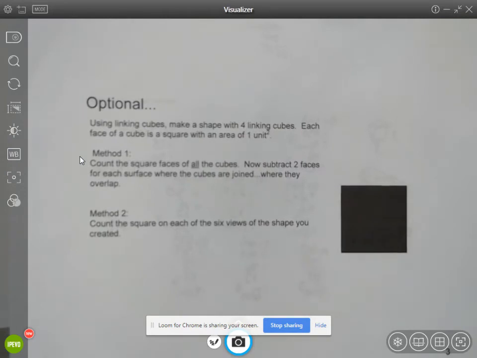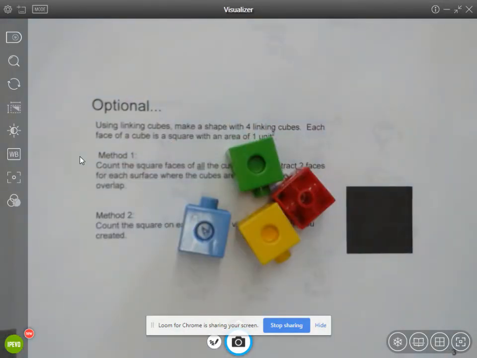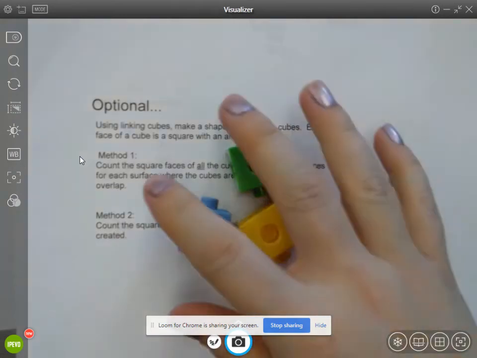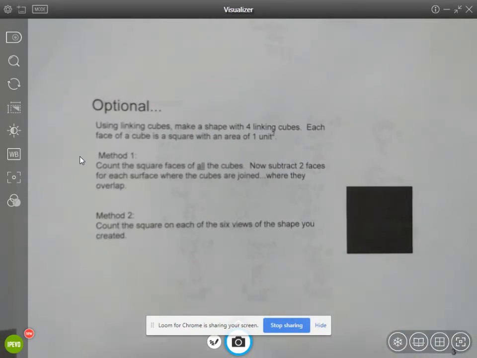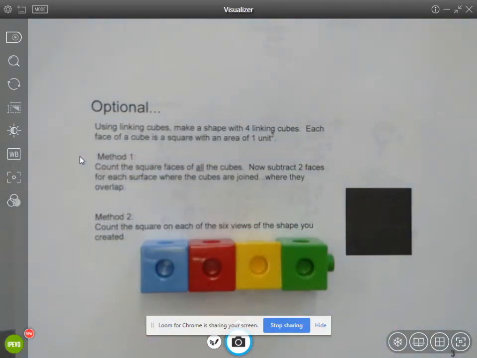So this year, we're going to be working a little bit with 3D objects. And your class did a lot with these Cubelinks. So the first example says to make a shape with 4 Cubelinks. If I were to simply stack my 4 Cubelinks together, they look like this. Each face of a cube has a square of 1. So this is a 1 by 1, which is 1.